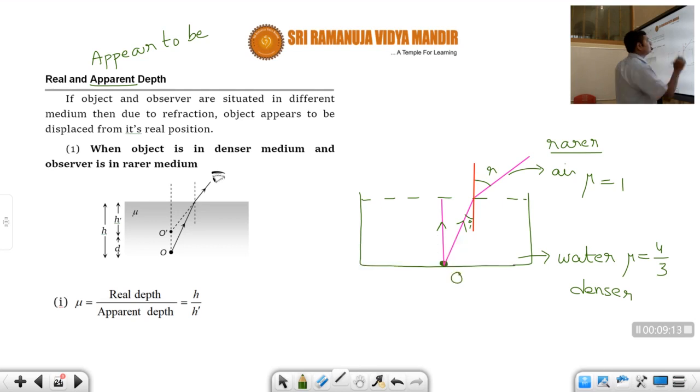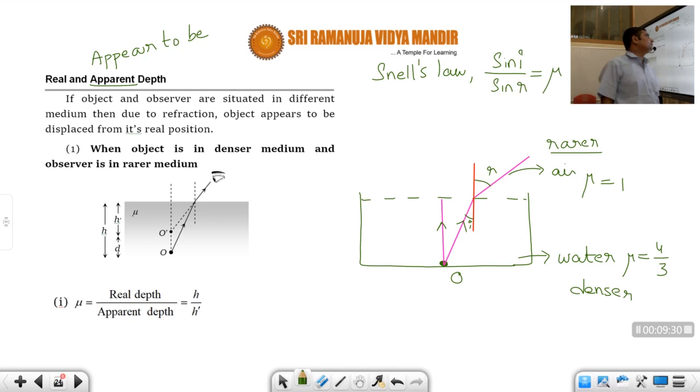Because we know Snell's law. We have studied Snell's law. What is Snell's law students? Sin I by sin R is equal to some constant called mu. Sin I by sin R is equal to mu.